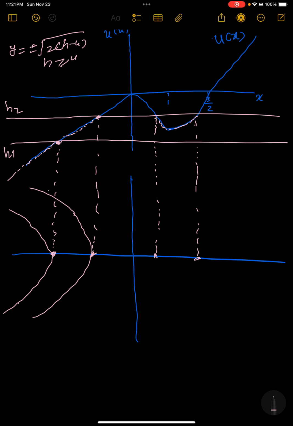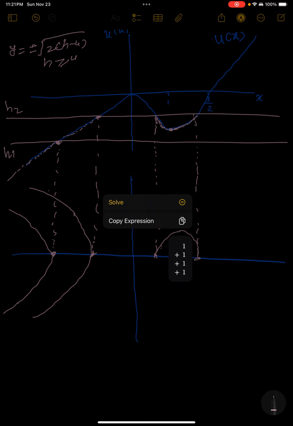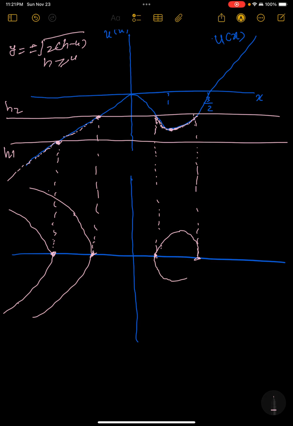Okay, but now we can see that as my h is increasing, my corresponding value of y is also increasing. Okay, but since this increases here, and then as my h starts decreasing, my y value will also get smaller, and so definitely this is the second copy.